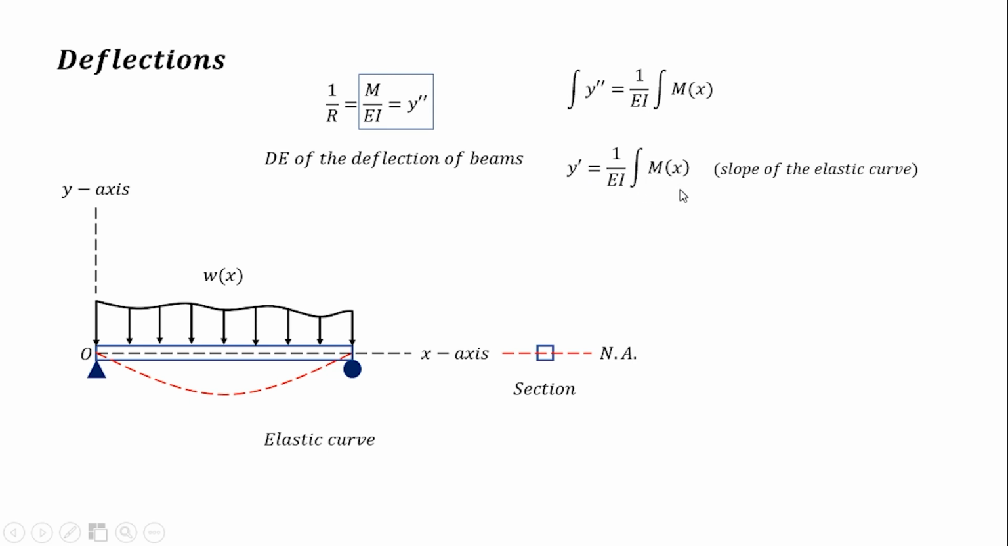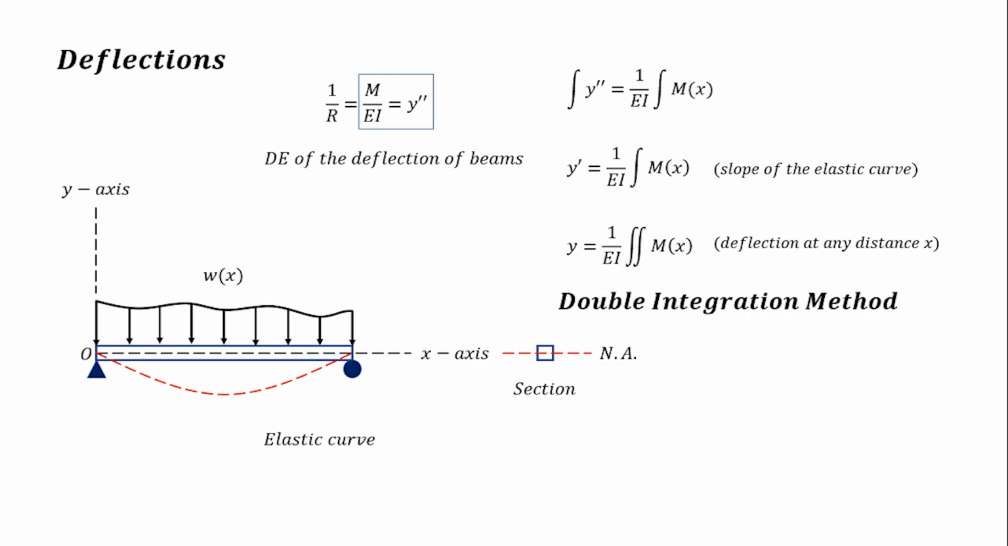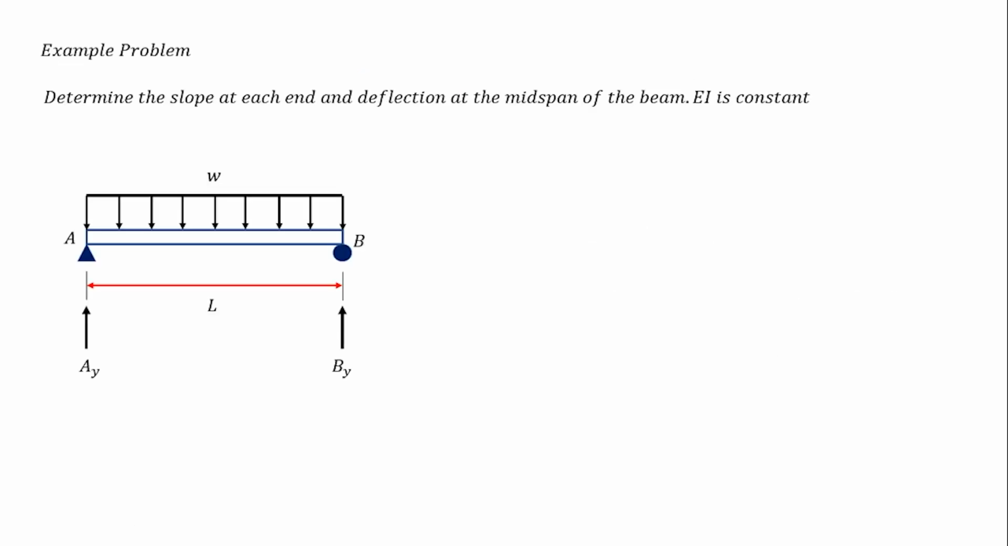So, this is the slope of the elastic curve. So, integrating ulit this equation, magkakaroon tayo now ng y is equal to 1 over EI, the double integration of the moment function of x. And this is now the formula for the deflection at any distance x. So, as you can see, nag-double integrate tayo, kaya itong tinatawag na equation na double integration method. So, para mas maintindihan pa natin guys, yung double integration method, let's solve an example problem.